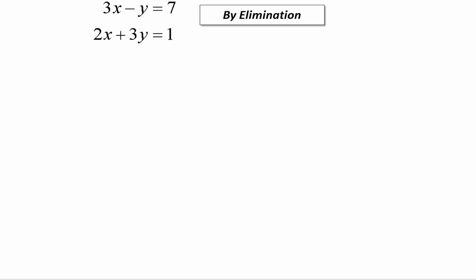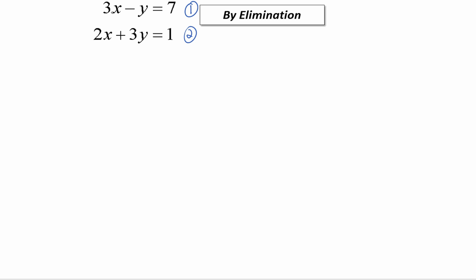So like substitution, the first step is to label what you've got. We'll call this one 1, we'll call this one 2. Now the whole purpose of elimination is to add the two equations together, or subtract the two equations, and end up with only one variable. So the thing to look for is something which is the same.